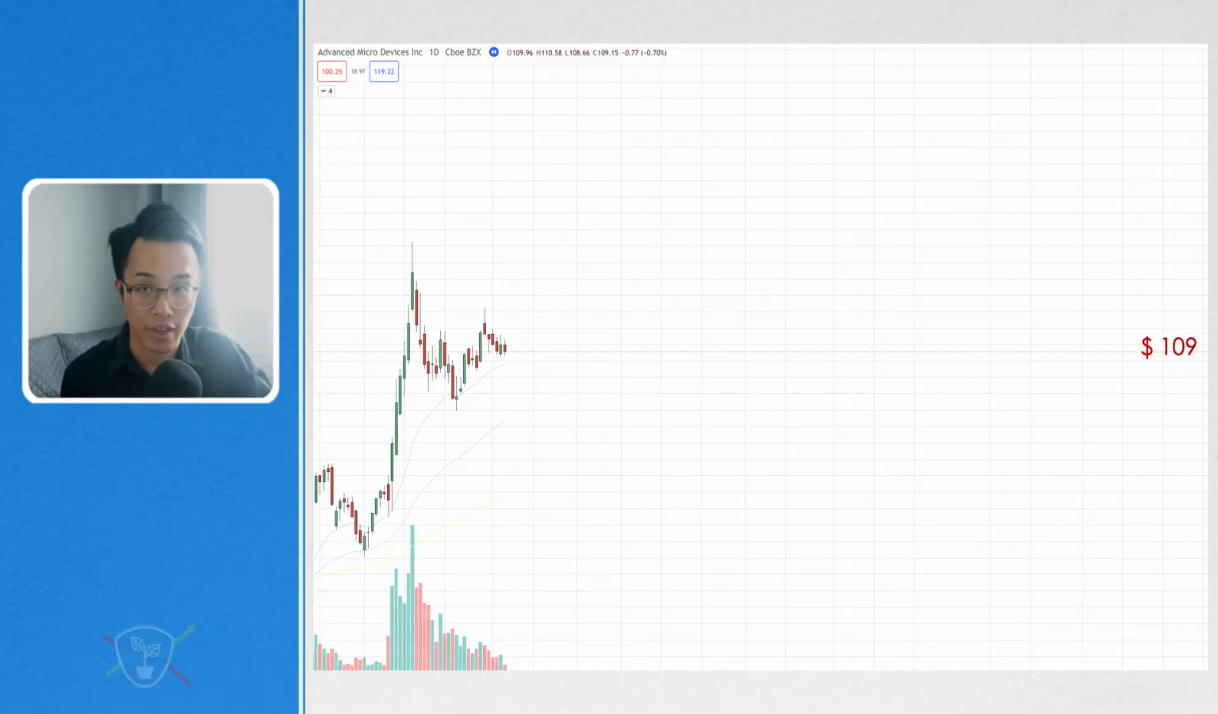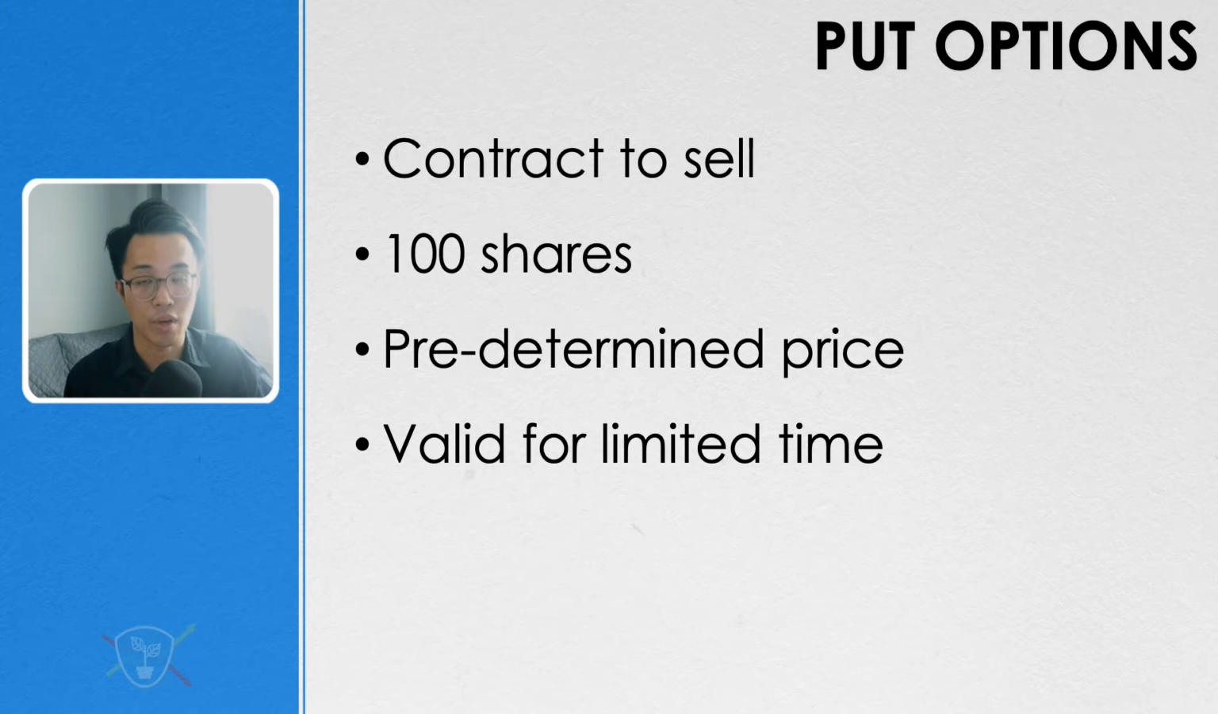Now, what if I think that the share price of AMD is not going to go up, it's going to go down instead? I want to benefit from that downward movement in AMD share price, but I'm not 100% certain about it as well. So in this case, what I can do is buy a put option. The put option will allow me, for a fixed period of time, to sell shares at a fixed price. So let's say I think that the share price of AMD is going to fall sometime in the next 3 months.